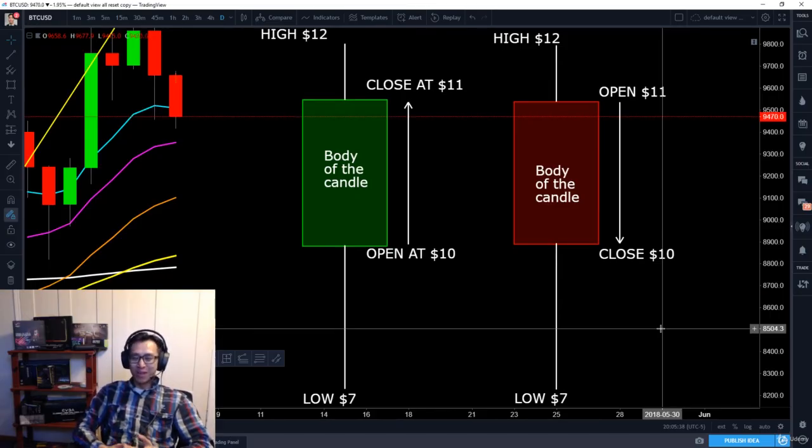Can anyone guess what it means? I'll give you guys time. Really, really think about this, okay? I want to give you guys a clue. First of all, you have to think of $3 where the Bulls ended up fighting back against the Bears and defended their position. So what do you guys think that this could actually mean?